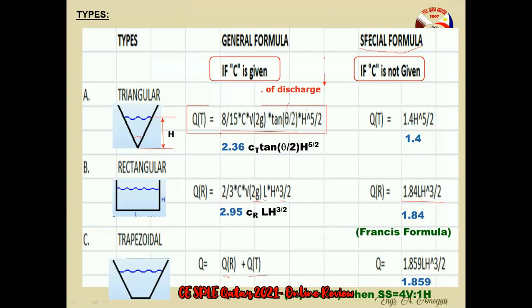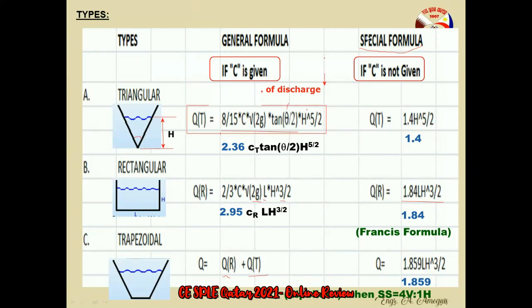Then ito yung L, di ba? Pwede kasing two ends contracted. Pwede kasing ganito. Ito yung tubig. Pag lumalabas yung tubig diyan, may kaunting contraction. So hindi ito yung L, sorry, ito yung width of channel.